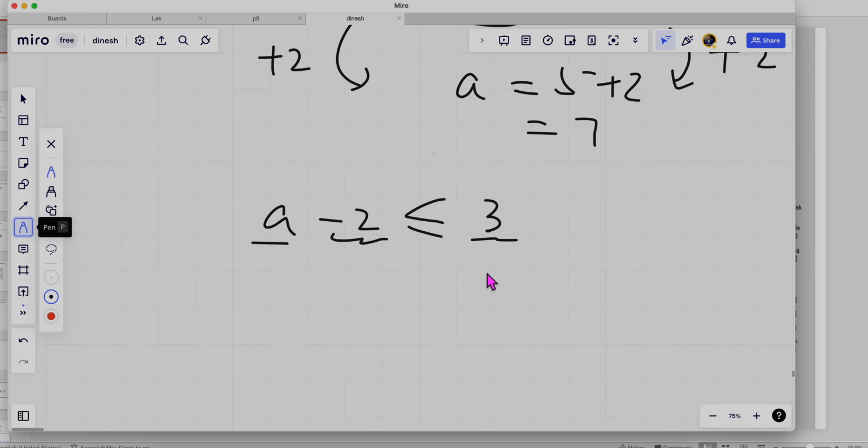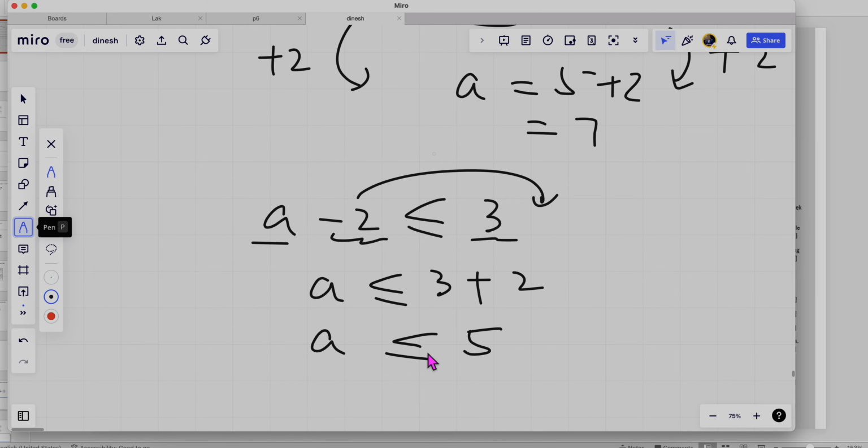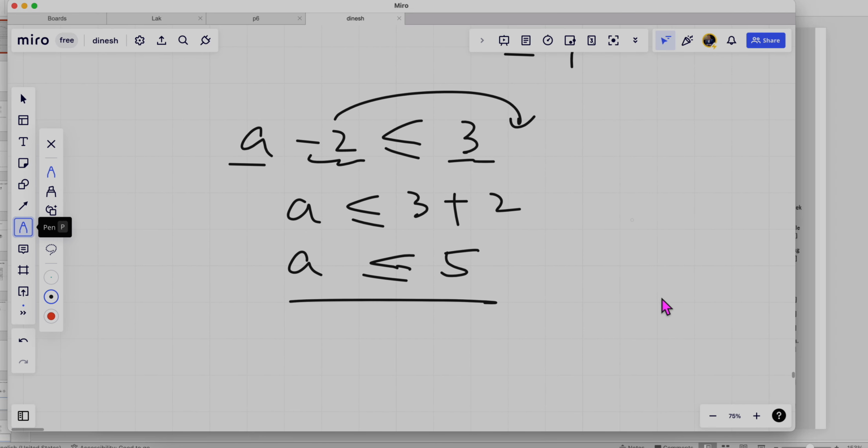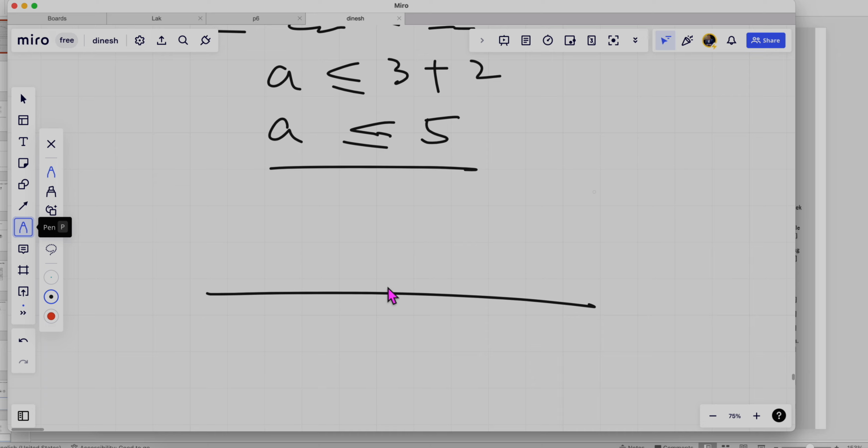Then you group the similar terms together. So how? Move it over, right? So minus 2 becomes plus 2. So you could have simply done this. Now, how do you read this one? A is smaller and equal to 5. Correct. So once you get this, you draw the number line, right?